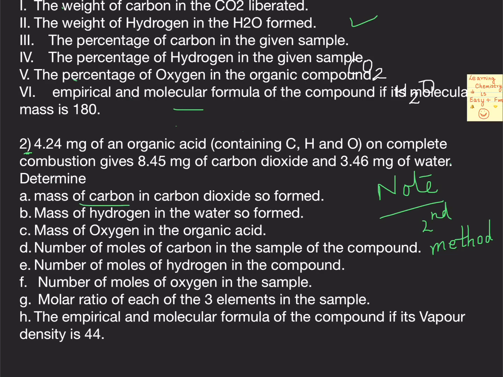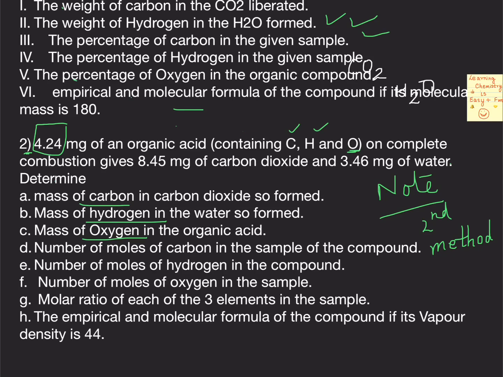We determine the mass of carbon in the carbon dioxide formed. That's very much the same as the first one. Mass of hydrogen in the water formed, again as we did in the first question. Mass of oxygen in the organic acid. Now here we've got the total mass of the compound. We know the mass of carbon, we know the mass of hydrogen. Can you determine the mass of oxygen?